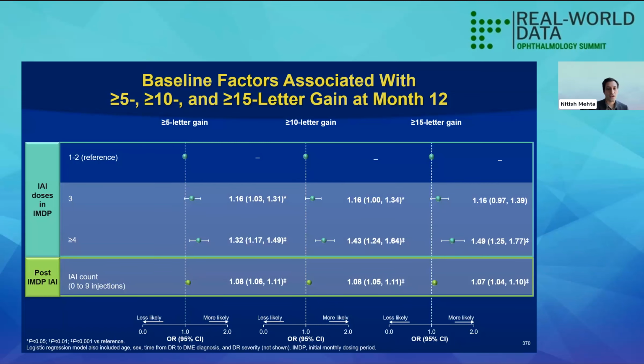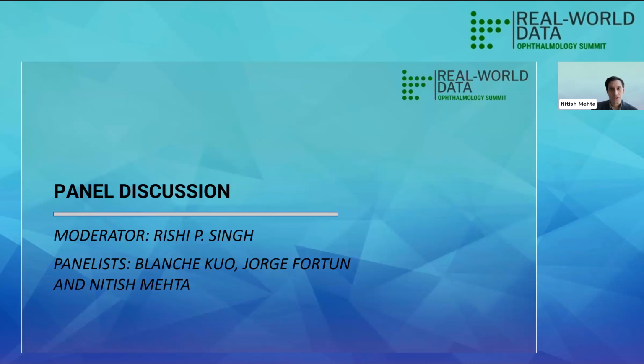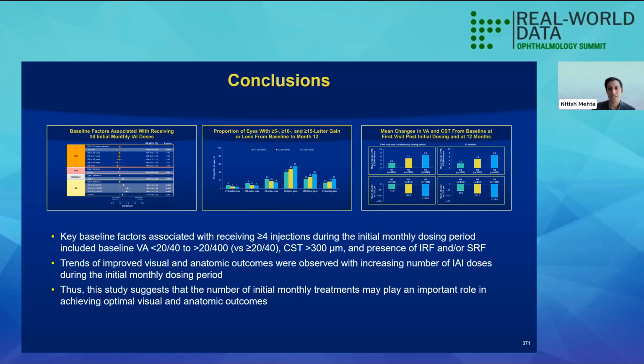So the key features of the study are shown here. You can see that eyes with poor vision and higher CST were more likely to receive a greater number of injections in the initial monthly loading dose period. There were trends of increased visual and anatomic outcomes. There was a greater proportion of patients that lost fewer letters when receiving more initial monthly dosing. However, visit frequency and DR stage played a role, suggesting that there may be other factors influencing why certain patients were receiving different initial monthly dosing period.